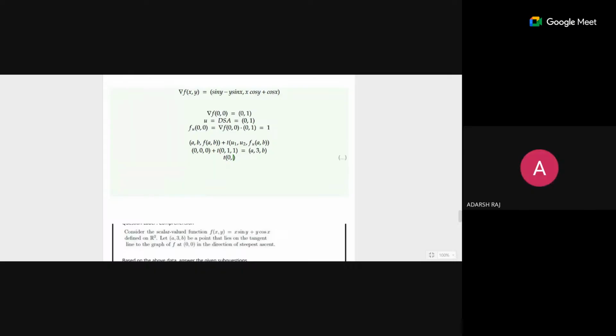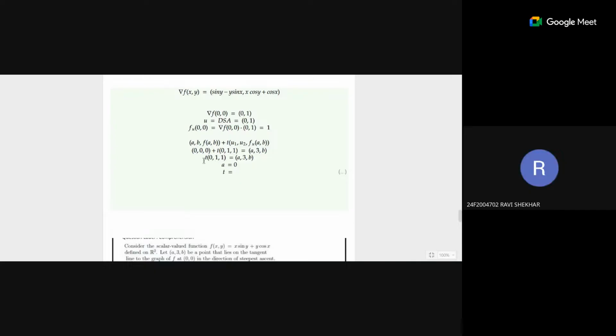And the value of a we get is 0, the value of t we get is 3, and the value of b we get is 3. So b is equal to t, right? And we know t is equal to 3, which is equal to 3.